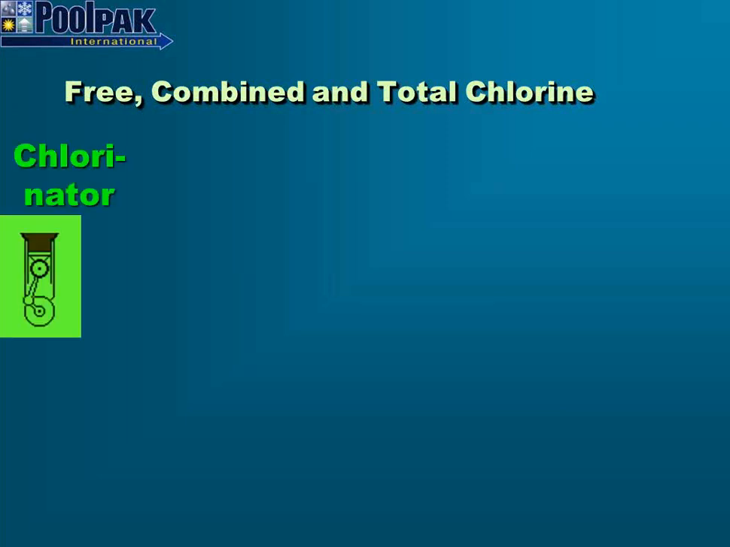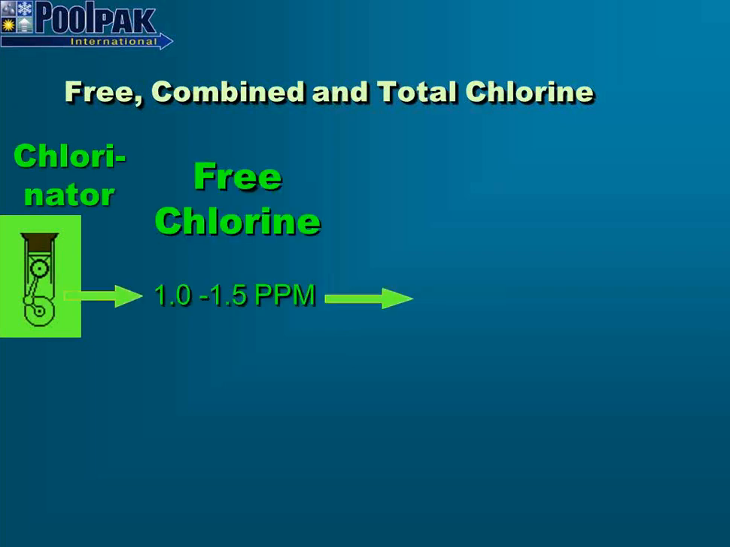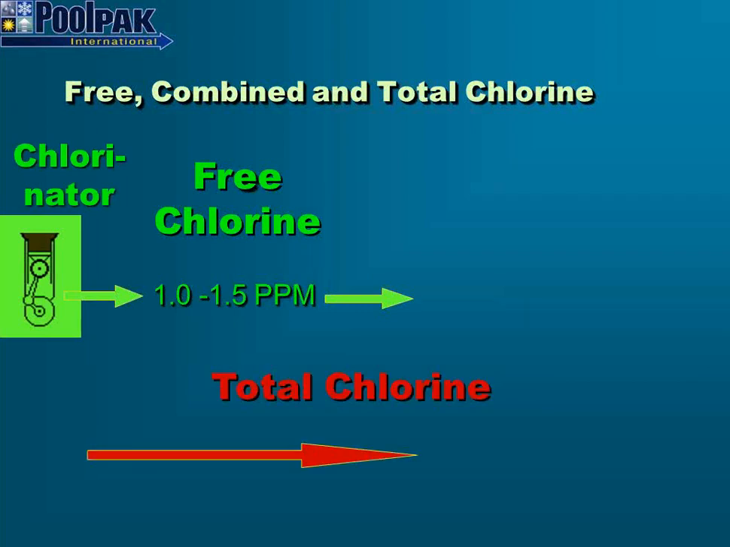Once again, we have a pool, and we raise our free chlorine level using a chlorinator to about 1 to 1.5 parts per million. Everything is good so far. That's the total chlorine. When people enter the pool, when other matter makes it into the pool, that's when it combines with the free chlorine to form combined chlorine or chloramines. And we're okay with that as long as it's below 0.2 parts per million.